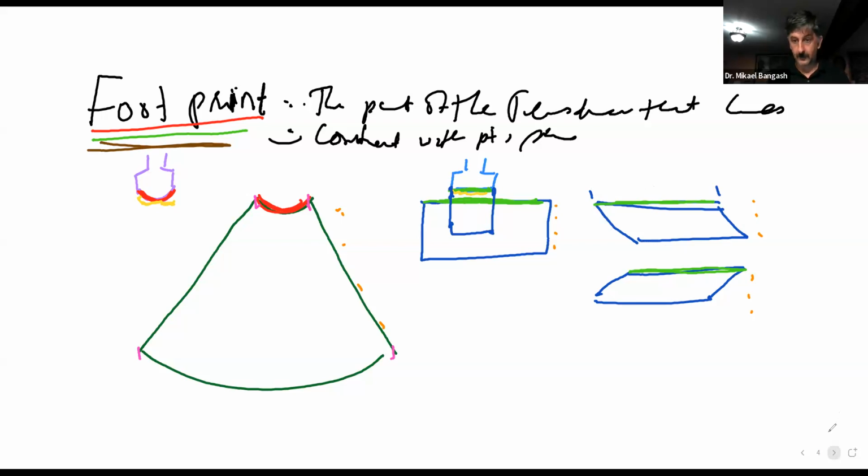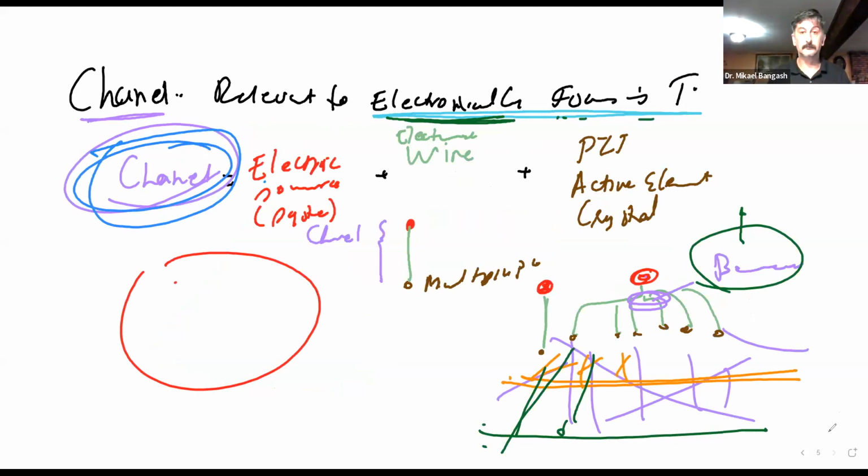Clear. And then your channel. The channel starts in your system, that big piece of machine. From there it goes through the wire to the transducer. Is there anybody who is in doubt about any of this?